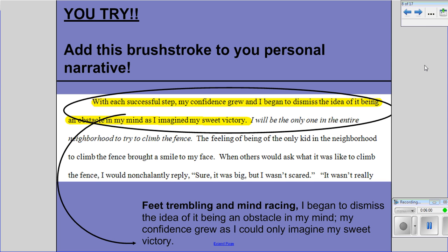What I'd like for you to do is go to your personal narrative and try to add this brushstroke to it. Here's an example of where I added mine. With each successful step, my confidence grew and I began to dismiss the idea of it being an obstacle in my mind as I imagined my sweet victory. What I changed this to is I simply wrote, feet trembling and mind racing, I began to dismiss the idea of it being an obstacle in my mind, and my confidence grew as I could imagine my sweet victory.